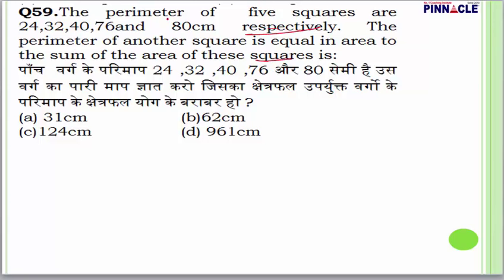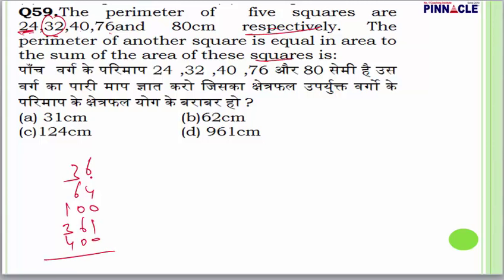So the area would be: if 24 is the perimeter, then the side would be 6, so the area would be 6 into 6, that is 36. Side 8, 8 into 8, 64. Side 10, 10 into 10, 100. Side 19, 19 into 19, 361 area. Side 20, 20 into 20, that is 400 area.